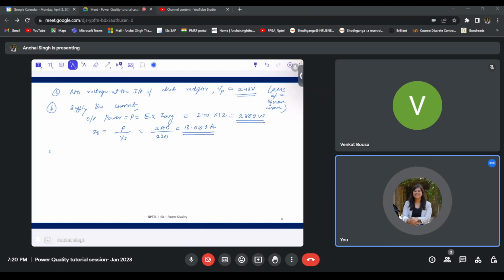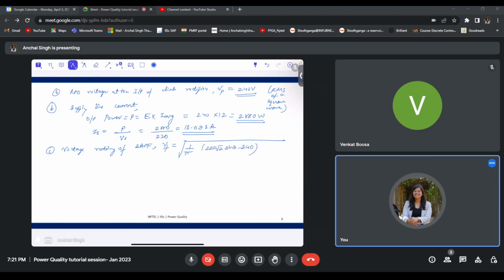Now, in the C part, we were asked to calculate the voltage rating of the series active power filter, denoted by Vf. We know that the waveform is symmetric for a pi duration, so I will find the RMS value only for the pi duration. It is the integration from 0 to pi of the square of peak value sine theta minus the EMF value, d theta. So this is the formula for the RMS value.